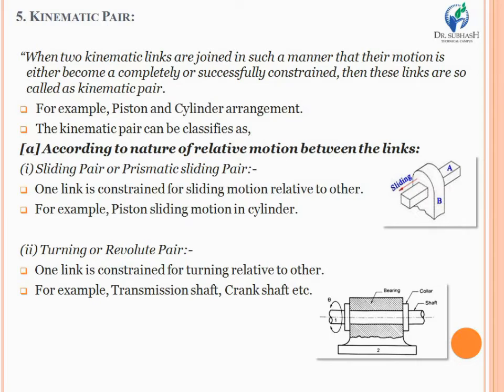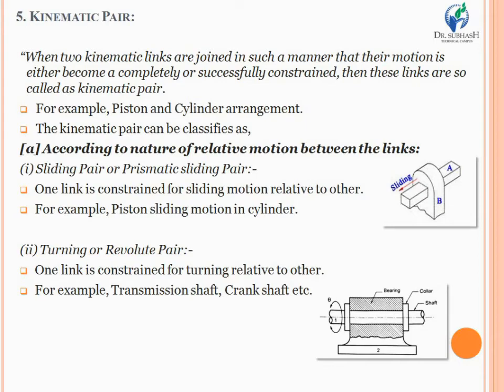The condition for a kinematic pair to be generated is that the kinematic links must be joined in such a way that the motion resulting from assembling the various links is completely or successfully constrained. Then and only then is there the possibility of a kinematic pair. Now, a kinematic pair can be classified based on three criteria. The first criterion is the nature of relative motion between the links.